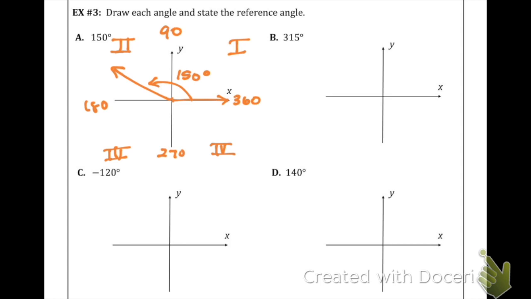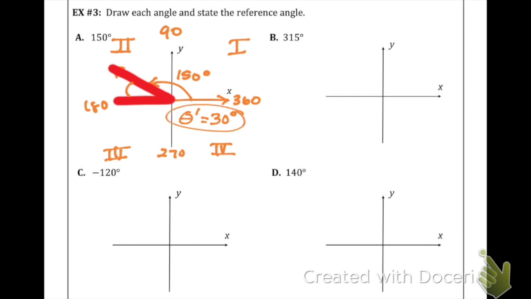And so now we've got to find the reference angle. The reference angle is going to be created by my terminal side and the x-axis. So we just need to figure out how many more degrees I need to get to that 180 degrees. So my reference angle here is equal to 30 degrees.